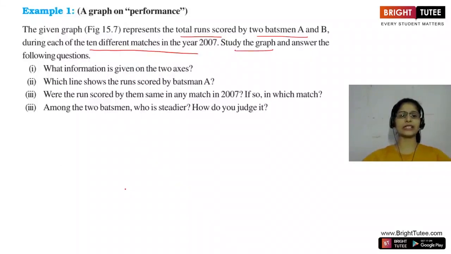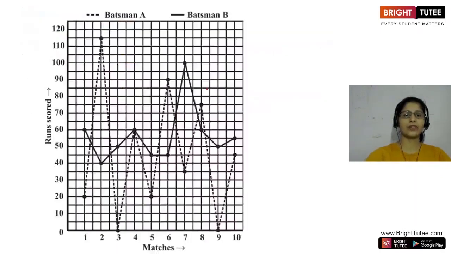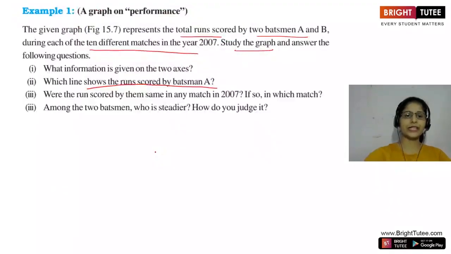Now the second question that is asked here is, which line shows the runs scored by batsman A? So you see, for batsman A, the line taken is the dotted one. So the dotted line represents the runs scored by batsman A. The next question is, were the runs scored by them the same in any match in 2007? If so, in which match?